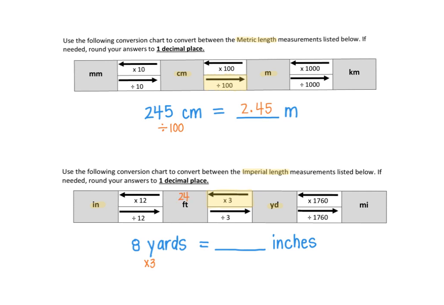From there, we will multiply the 24 by 12. And 24 times 12 will give us 288. So that means that 8 yards is equal to 288 inches.